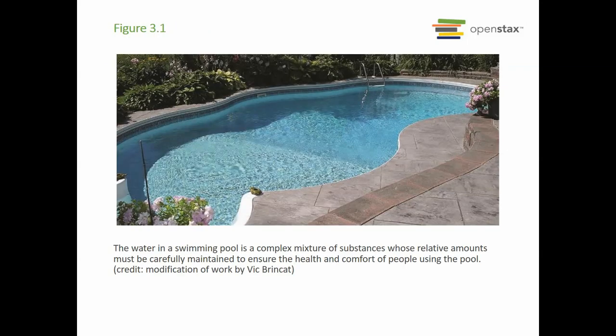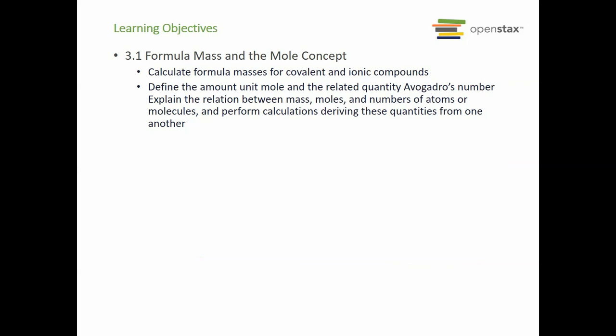The swimming pool is an example of a complex mixture of substances that need to be carefully maintained. The formula mass and the mole concept. So we're going to calculate formula masses for covalent and ionic compounds, and then define the amount of a unit mole and the related quantity of Avogadro's number. Explain the relation between mass, moles, and the number of atoms or molecules, and perform calculations deriving these quantities from one another.